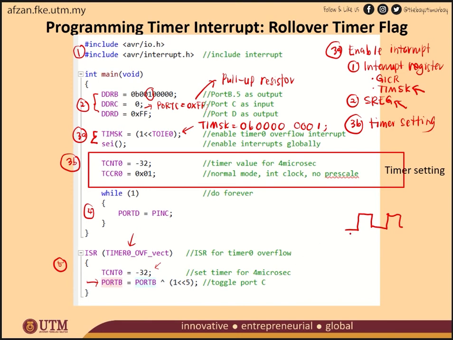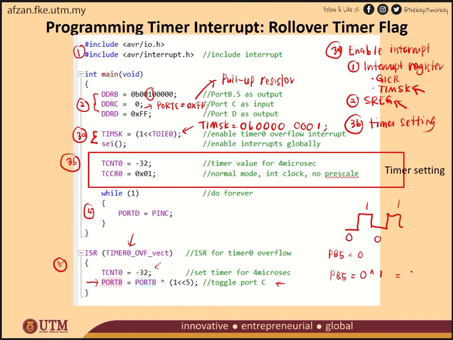Since you are going to do a square wave, you know that the value always toggles. From 0 it becomes 1, 1 to 0, 0 to 1. So that is good. You see here PORTB equals PORTB exclusive or with 1. Let's say now your PB5 is 0. If you run this, the new PB5 is the current 0 exclusive or with 1. What happens when you exclusive or with 1?